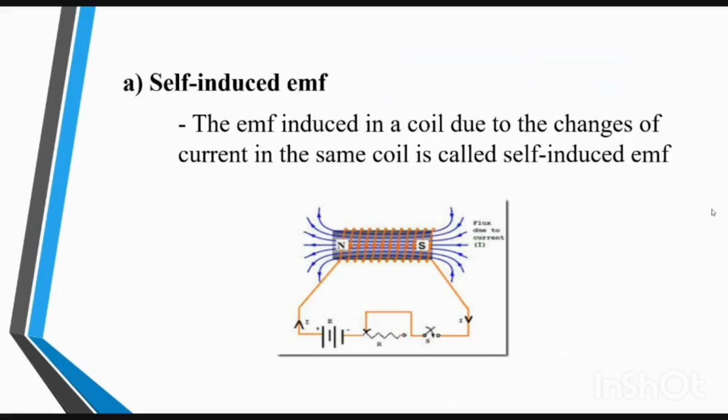The equation will be E equal to N d phi by dt. The direction of induced EMF, that is by Lenz's law, is always such as to oppose the cause responsible for inducing the EMF, namely change of current in the coil.